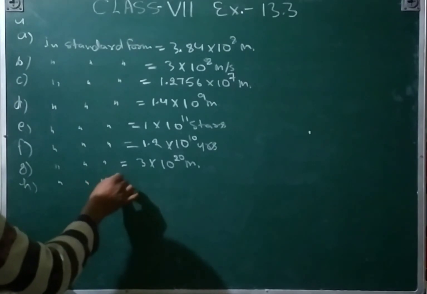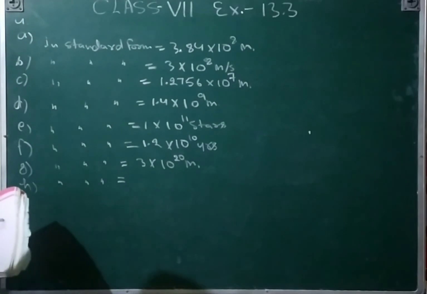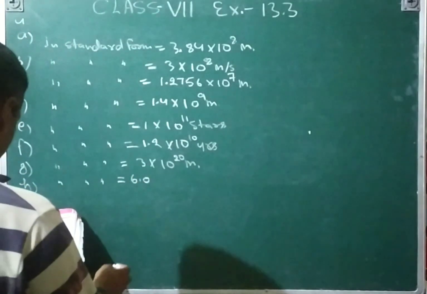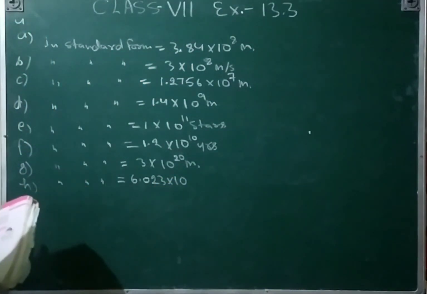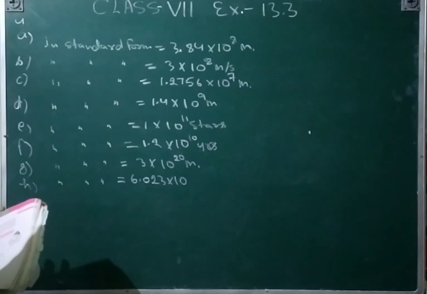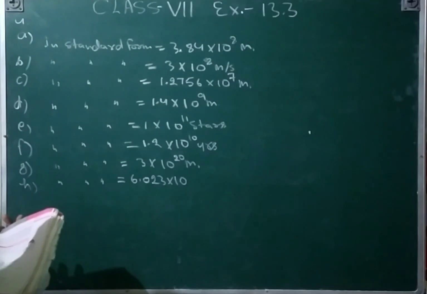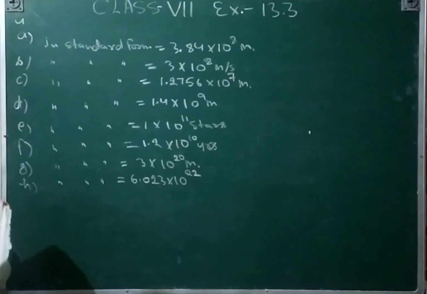H part, in standard form or scientific notation also, scientific form also we can say. H part, the molecules contained in a drop of water weighing 1.8 gram, so that will be 6 decimal 0 2 3 into 10 power, how many? That will be 3, 6, 9, 12, 15, 18, 21, 22. Molecules are there.